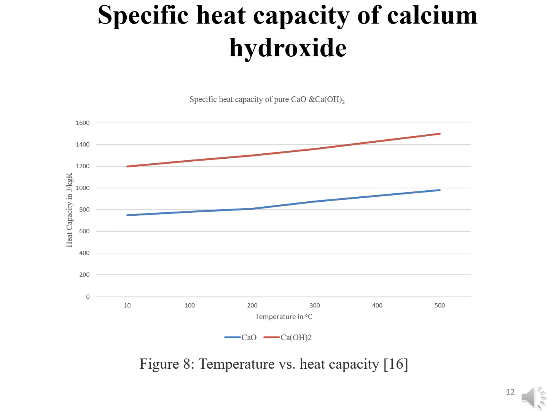As shown in figure 8, a line graph of temperature versus heat capacity of calcium oxide and calcium hydroxide is shown, where the temperature range is between 25 degrees Celsius to 500 degrees Celsius. As we can see, heat capacity slightly increased as the temperature increased from 10 degrees Celsius to 500 degrees Celsius.